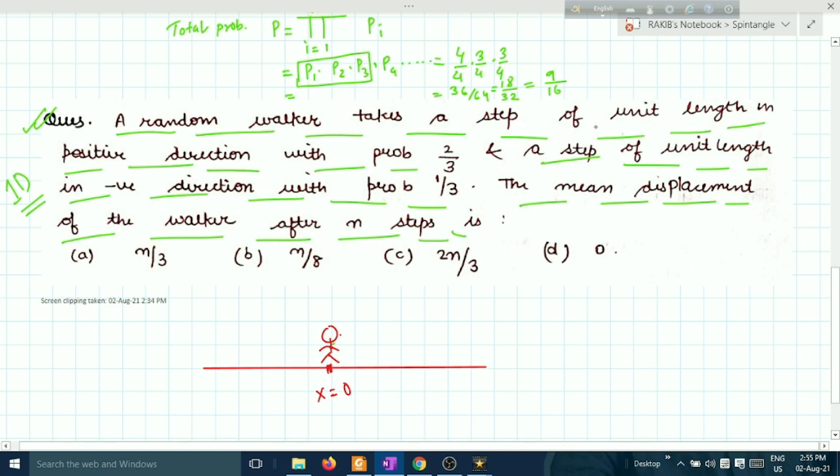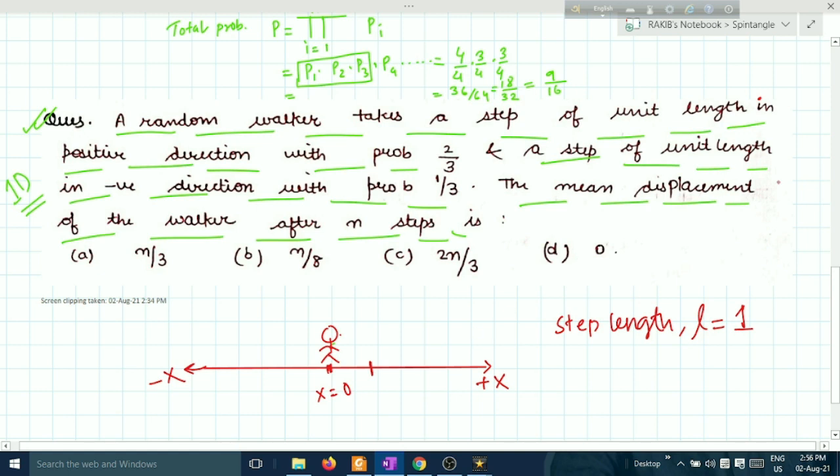A random walker takes a step of unit length. The step length L is equal to 1 unit length in the positive direction. What is the positive direction? This is x equals 0, here minus x, here plus x direction.